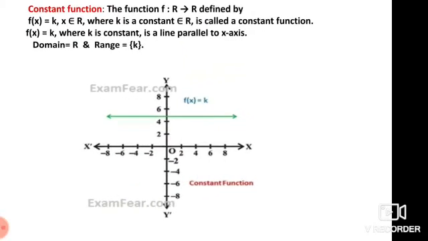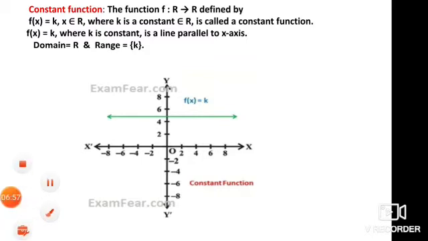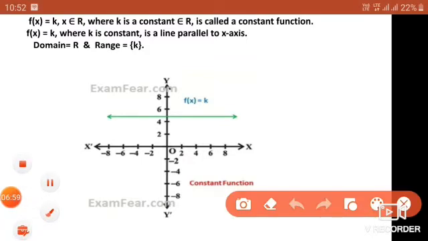The next is the constant function. The function f from R to R defined by f of x equal to k, x belongs to R, where k is a constant, is called a constant function. It will be parallel to the x axis. That is, for all the values of x, you will be having the same constant.